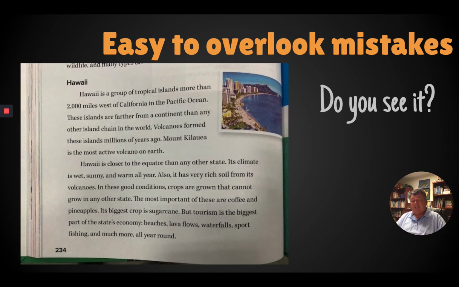And this is in a textbook that I picked up at a national conference. I was reviewing it. I always go to a section of content that I know, so I found out what it had to say about Hawaii. And if you've read this very carefully, you've seen this. Hawaii's biggest crop is sugarcane.